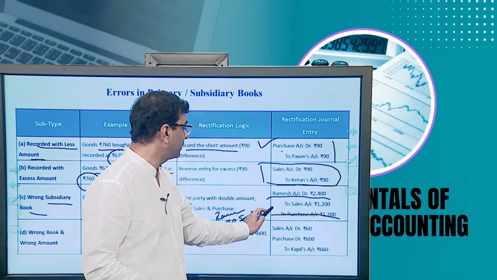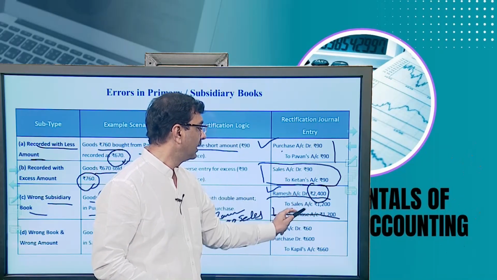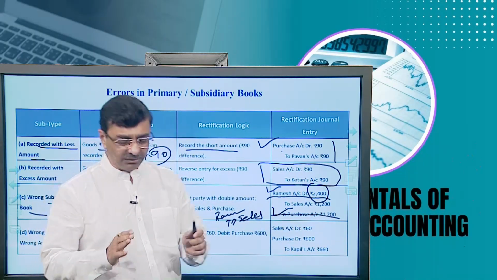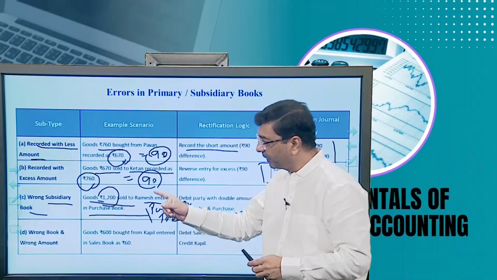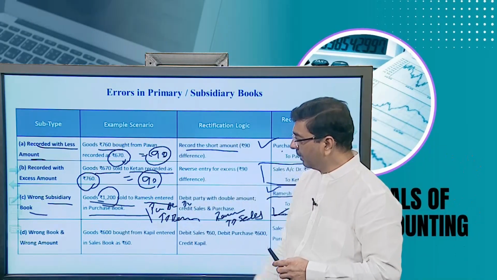So one is the correction of the entry here because of the 2x amount, and the second one is the correct entry of the specific transaction. So this is the way to find the solution for wrongly recorded transactions in the subsidiary books.